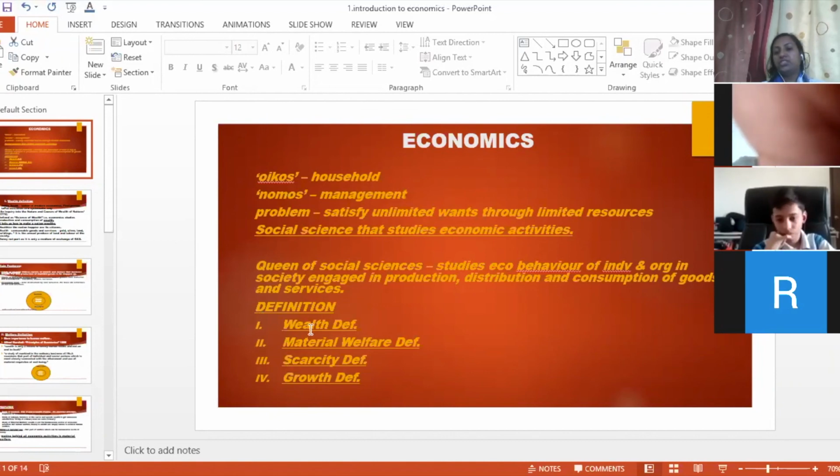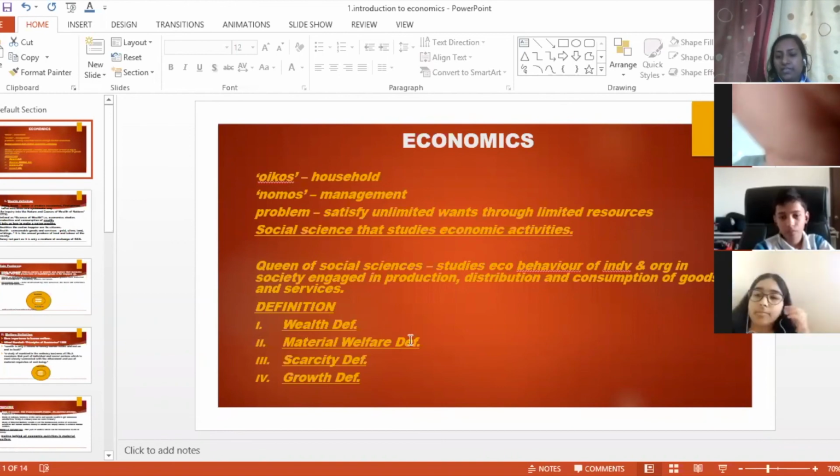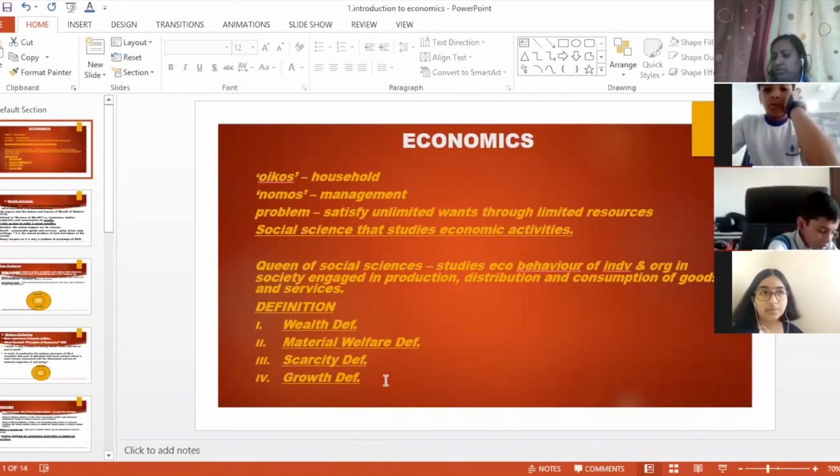The wealth definition was given by Adam Smith. He is also considered the father of modern economics. Then the material welfare definition was given by Alfred Marshall. For the scarcity definition, we study the definition given by Lionel Robbins. And for the growth definition, we will study Samuelson.